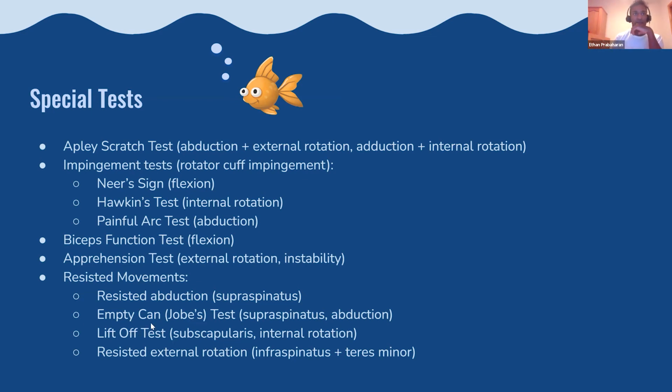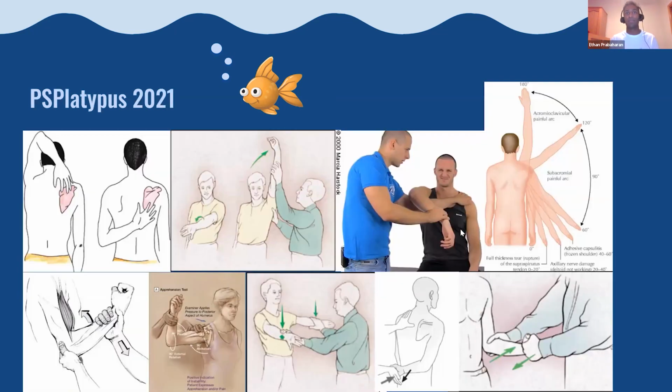And then we have your lift-off test, which tests your subscapularis and internal rotation. It's really like all these movements match the actual function of that muscle. And then we have resisted external rotation as well, which will look at infraspinatus and teres minor. So a bunch of different tests. You'll go through all of those in class, but from your examination perspective, it's just useful to know what muscles are being assessed by those tests and what movements are being assessed.